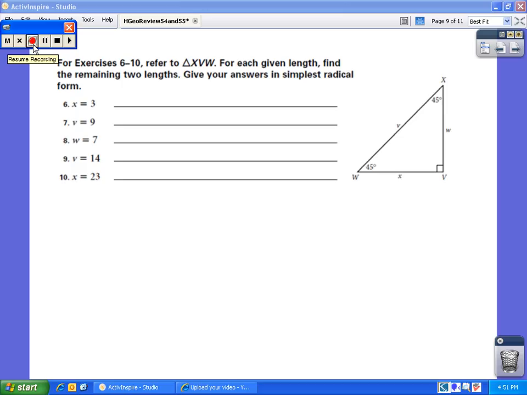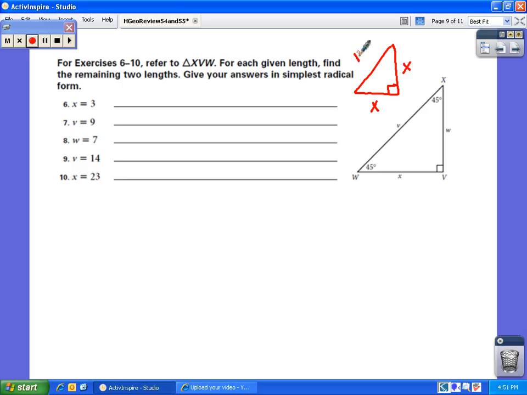Next, we're looking at a 45, 45, 90 triangle. So the pattern is the two legs are the same, they're both x, and then the hypotenuse is x times the square root of 2. For number 6, they tell us that this leg is 3. Both legs are the same, since 45, 45, 90 is an isosceles triangle. So the second leg is also 3, and the hypotenuse is 3 times the square root of 2.